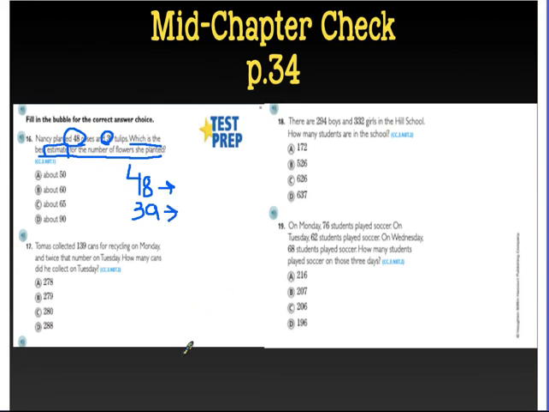Take your time. When you're all done with page 33 and 34, Mrs. Craig wants you to get a good picture and post it to your journal in Seesaw, and I will check it there.